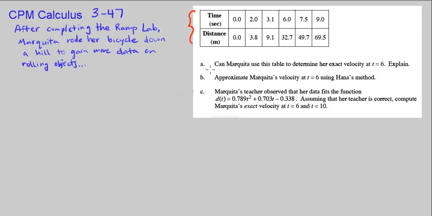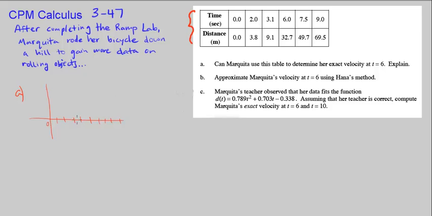Part A. Can Marquita use this table to determine her exact velocity at t equals 6? Well, let's look at what this table is. This table is time and distance. So let's do a quick sketch. We have time at 0, 1, 2, 3, 4, 5, 6, 7, 8, 9.